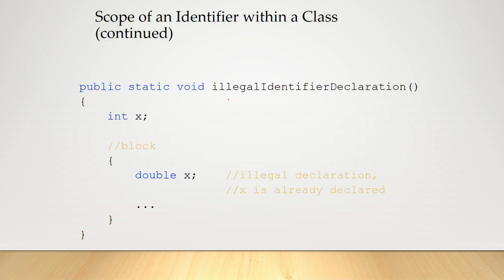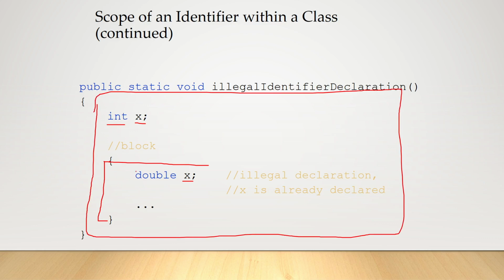Just like this. Okay? So we have a method, illegal identifier declaration, where x is being declared as an integer inside this method. Okay? But we have a block here, a pair of curly braces. Inside the curly braces, we have a declaration of double x. This is illegal since x is already declared here, and the scope of x includes this block. So the scope of x includes this whole block here, including this inner block. Alright? Did you get the idea?